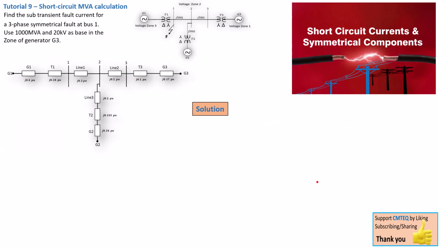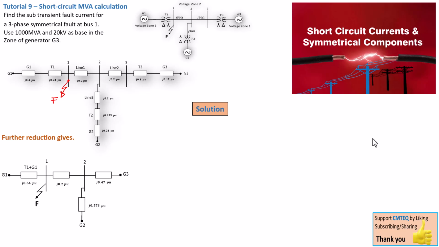Now we can continue moving on. We can further reduce this impedance diagram so that we can get to the bottom of this fault here. Remember, this is where our three-phase symmetrical fault is located, on bus 1. So we need to reduce this network here so that we can follow the path in which the current will be taking when this fault occurs. And reducing our diagram further, we're going to get the following diagram.